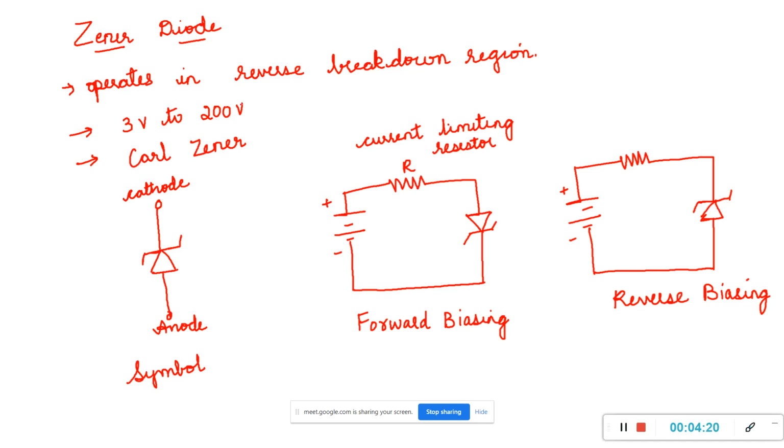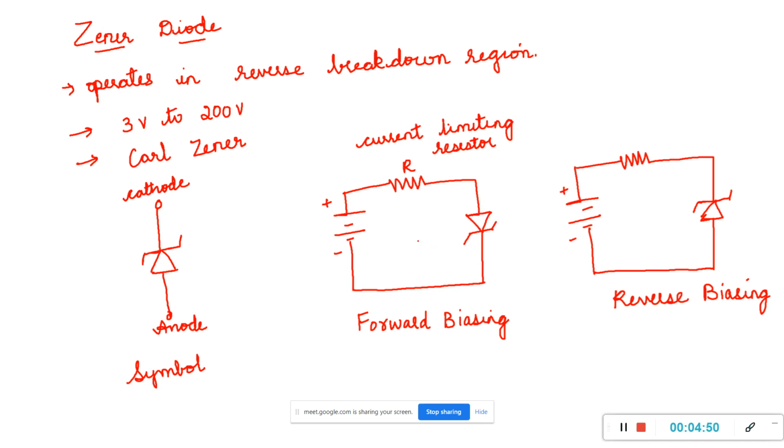So I have told here the Zener diode operates in reverse breakdown region and its breakdown voltage ranges from 3 volts to 200 volts. A physicist known as Carl Zener invented the breakdown mechanism in Zener diode, hence the name Zener diode. So here this is a two-terminal Zener diode, anode and a cathode. Here the positive terminal of the battery is connected to the positive P type of the Zener diode and the negative terminal is connected to the N type of the Zener diode. Hence it is forward biasing.